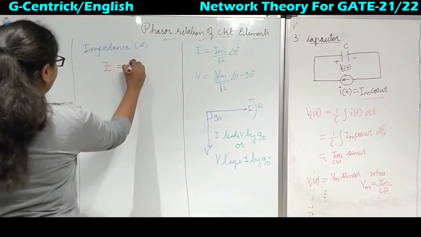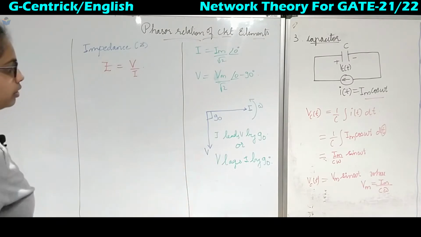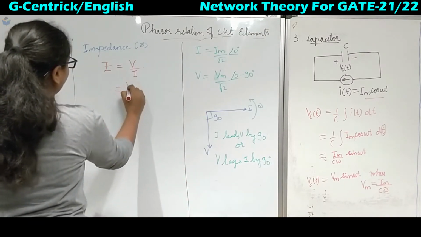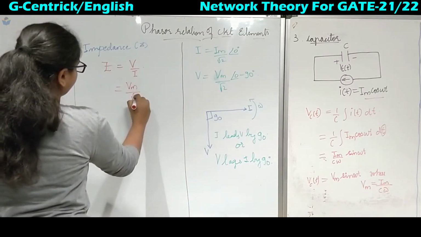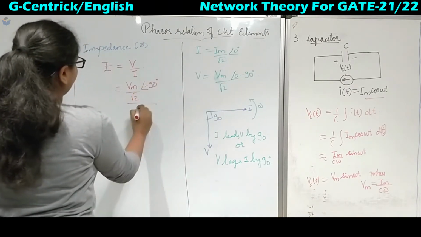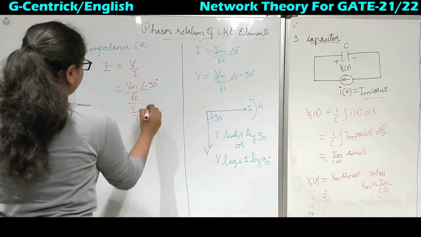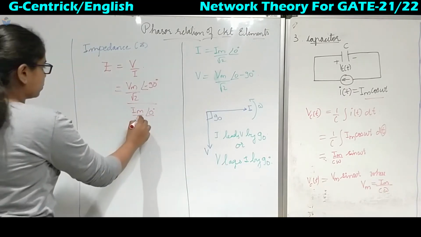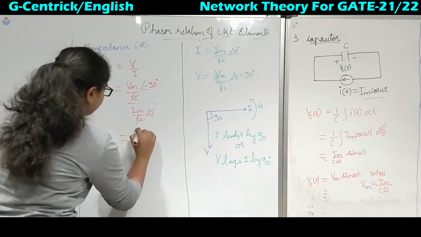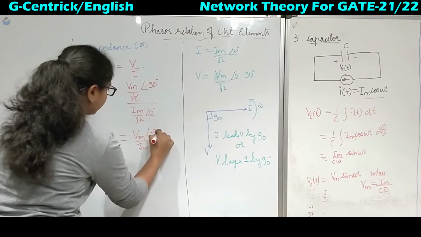Z is equal to V upon I. Now this V is Vm upon root 2, at angle minus 90 degrees, and I is Im by root 2, at 0 degrees. So this root 2 and this root 2 get cancelled, and it is Vm upon Im at minus 90 degrees.